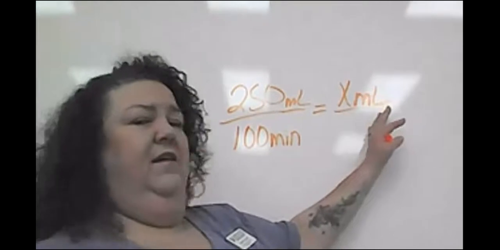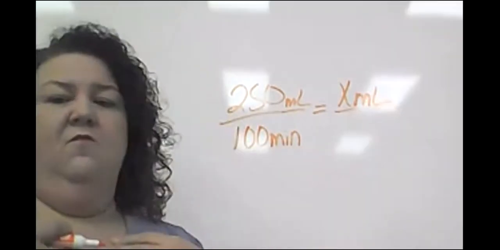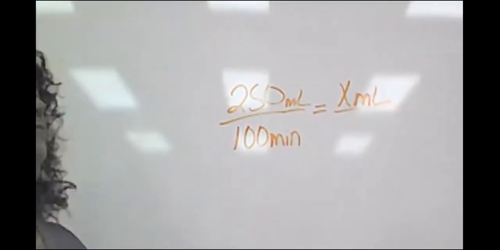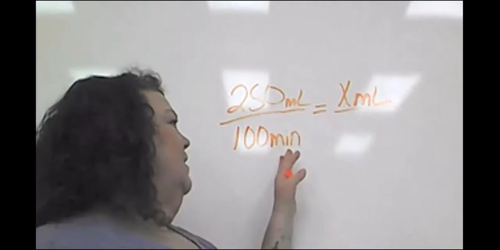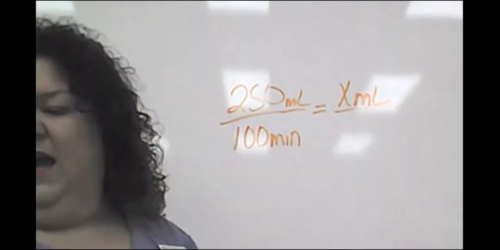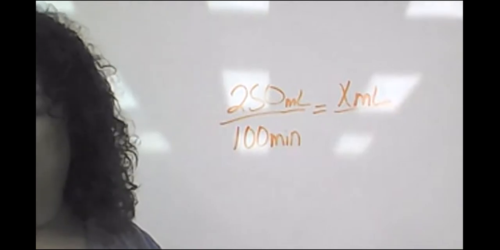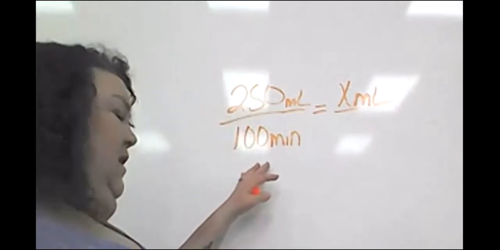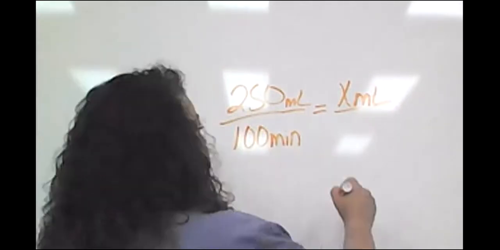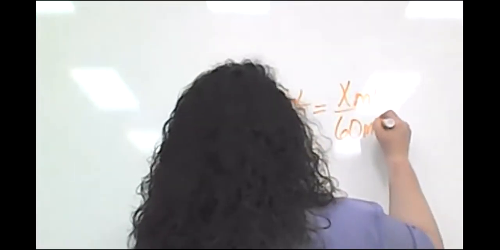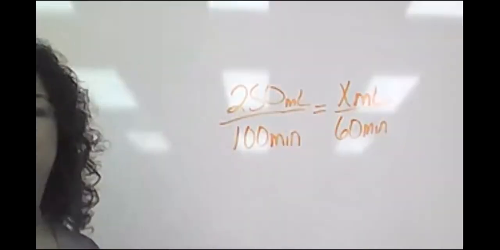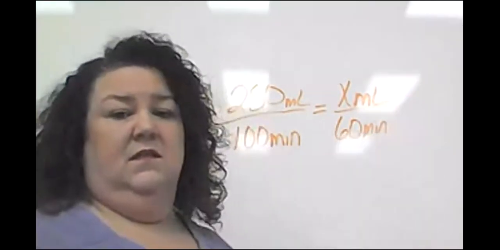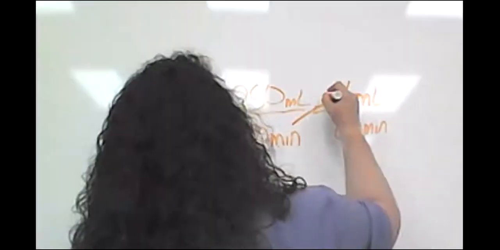I just notate my unit of measure for myself, so that when my answer comes out, I remember which unit of measure it should be. So this is in minutes, and my equation is asking me, what is the rate of infusion in milliliters per hour? Well, I'm in minutes. How many minutes make up an hour? 60, right? So we can set it up as such. That'll give us per hour, because 60 minutes is the same as an hour. And then we're just going to cross multiply.